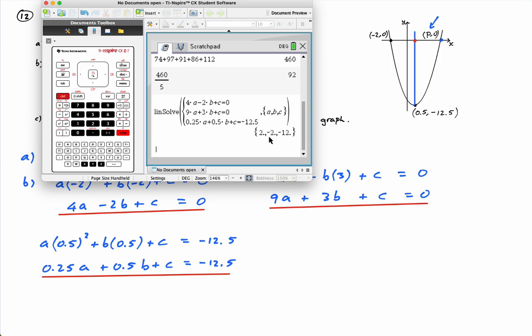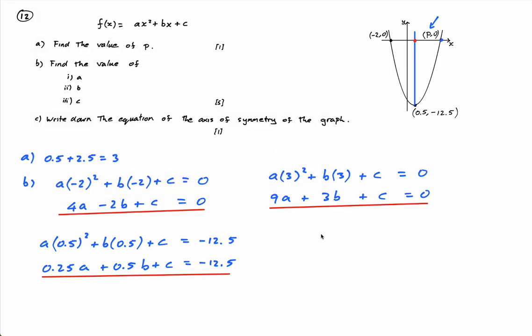Press enter, and they give you the answers. a equals 2, b equals -2, and c equals -12. Hang on, change my color. Well, hang on, it's part i. a equals 2, part i, b equals -2, and part i, c equals -12.